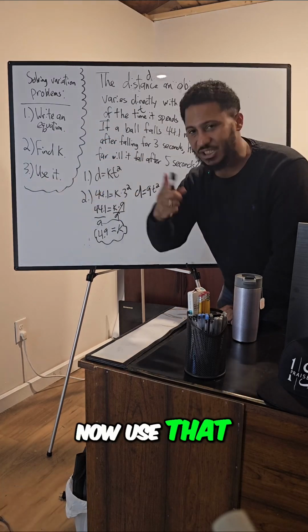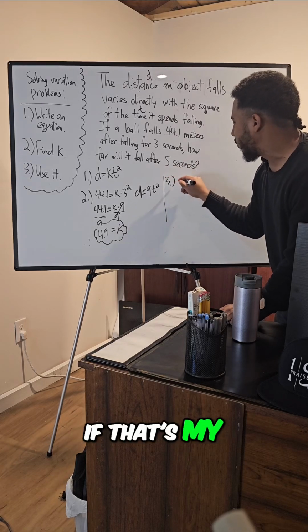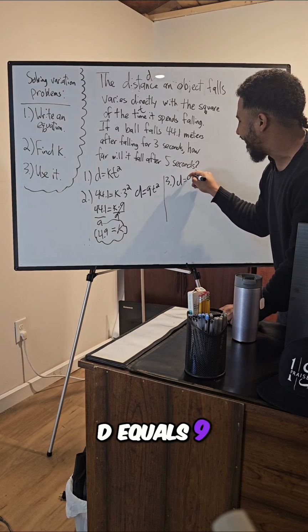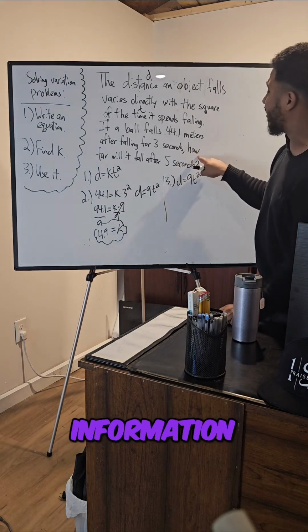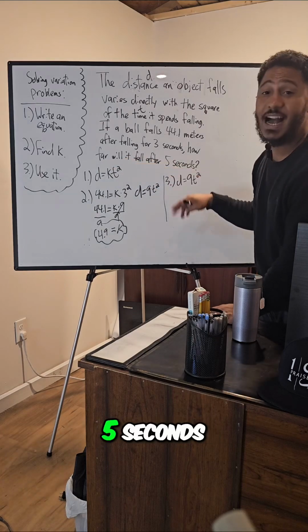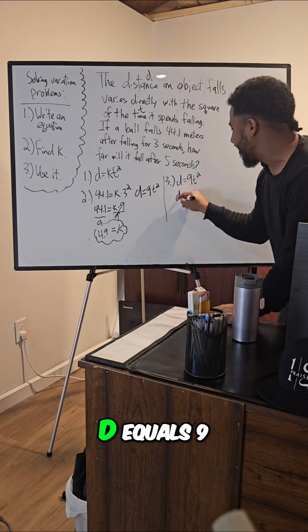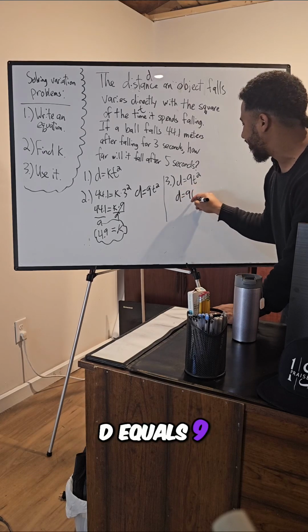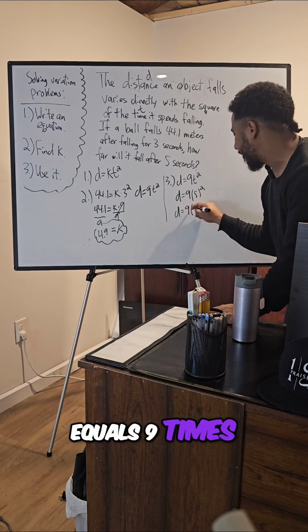Now use that new equation. So step 3 would be, if that's my new equation, d equals 4.9 times t squared, let's use this equation with the new information. How far, that's a distance, will it fall after 5 seconds? That's a time. So plug in 5 for our time. So here we get d equals 4.9 times 5 squared. So that's d equals 4.9 times 25.